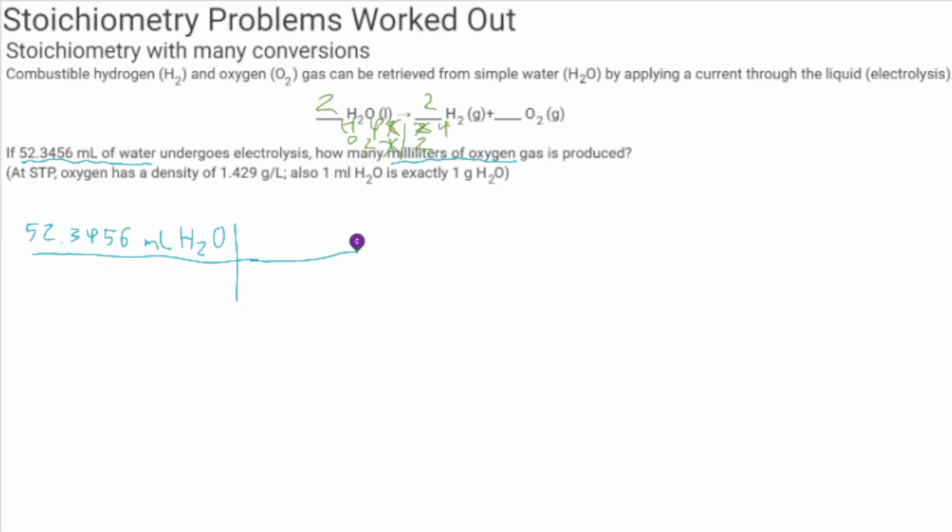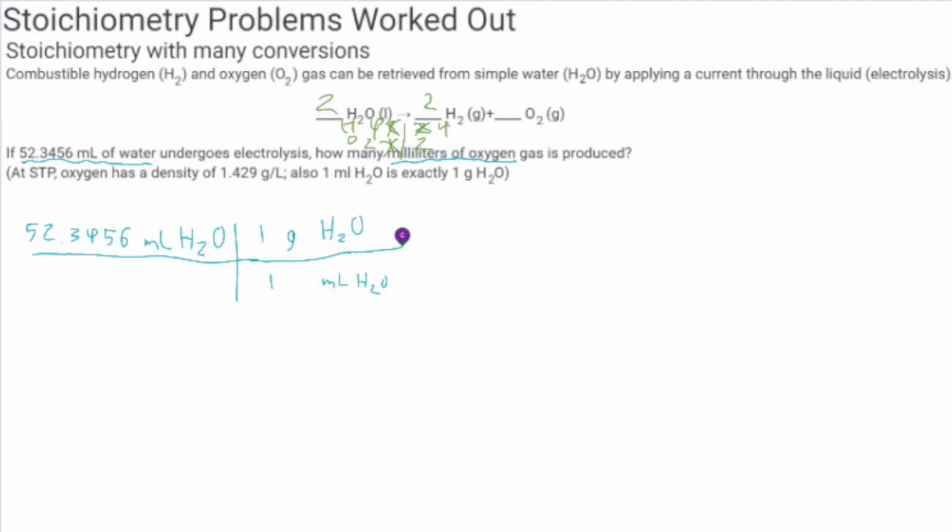All right, so now I need to convert this to something, and I know I want to have milliliters of water on the bottom. So I can look through my question, and we can see that 1 milliliter of water is exactly 1 gram of water. So it's written in words, but we have 1 milliliter is equal to 1 gram for water. So we'll say 1 milliliter of water is equal to 1 gram of water.